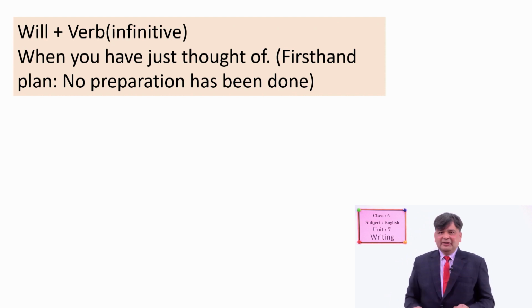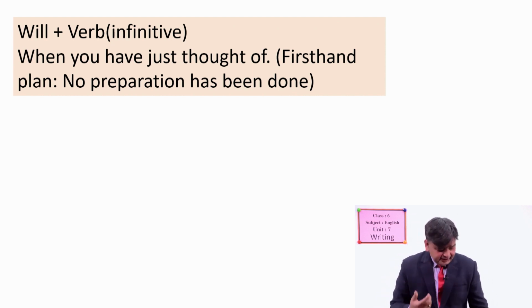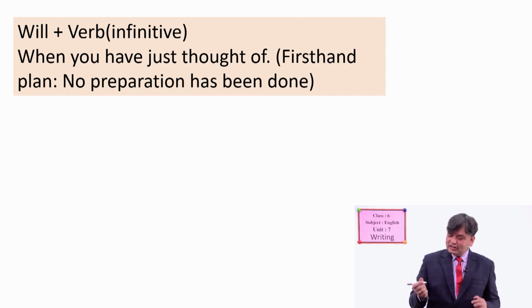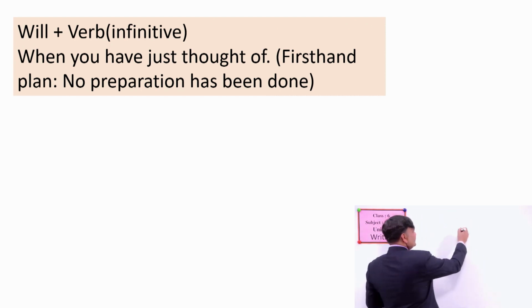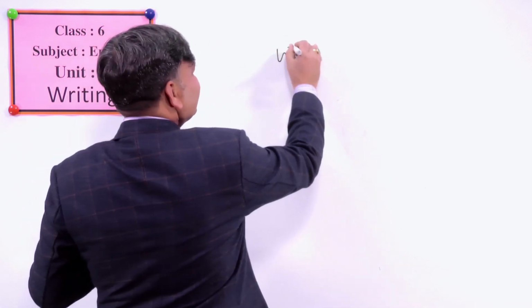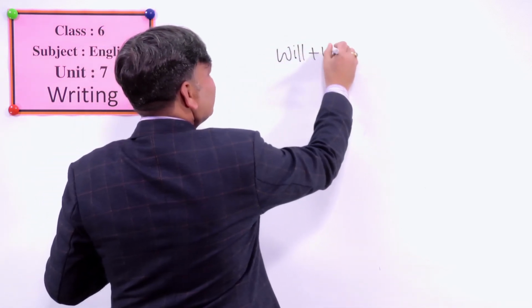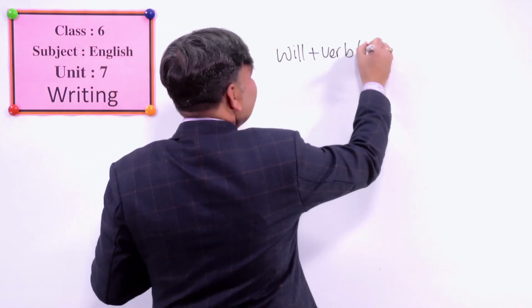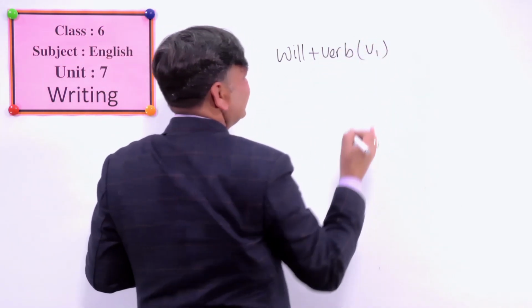Okay, good. So when something is not yet decided, but it has just been thought, what do you use? What kind of structure do you use? Will with verb, and the verb is infinitive. Very good. Infinitive means verb 1.